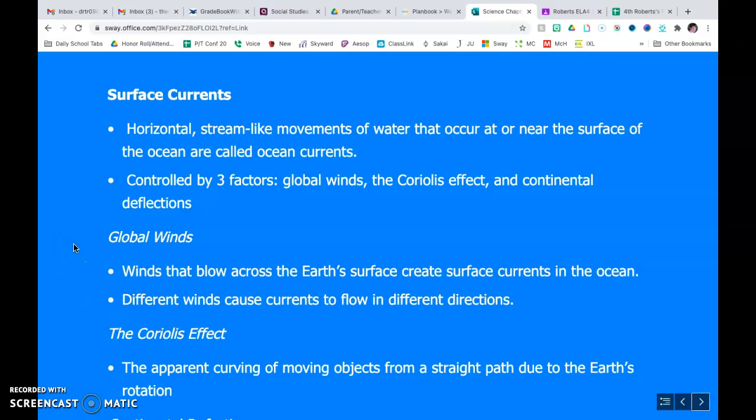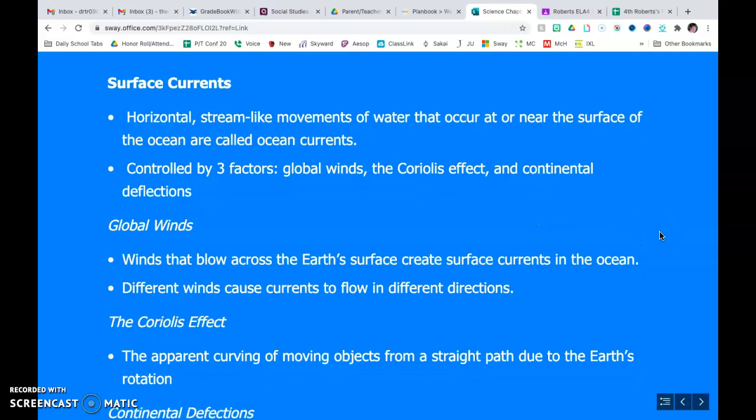So let's break it down. We have surface currents, and these are what they say they are. These are horizontal, stream-like movements of water that occur at or near the surface of the ocean. Surface currents are controlled by 3 factors: global winds, the Coriolis effect, and continental deflections.